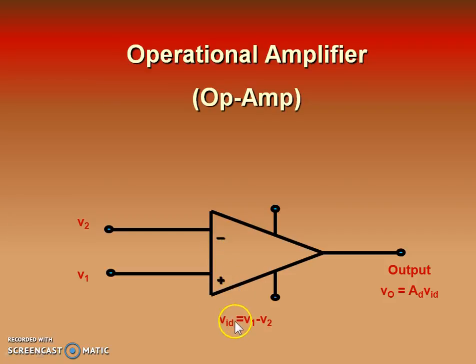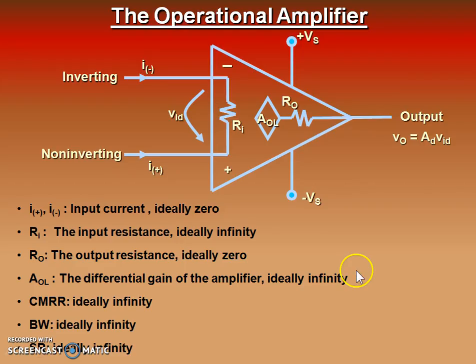Therefore the differential input signal VID is V1 minus V2, and at the output of the operational amplifier we will be getting a gain of the differential input signal. Here the AD is nothing but the differential gain of this differential amplifier. So the output voltage is AD times VID.